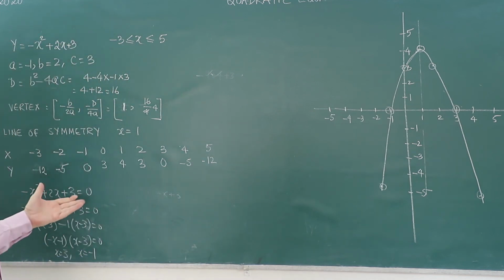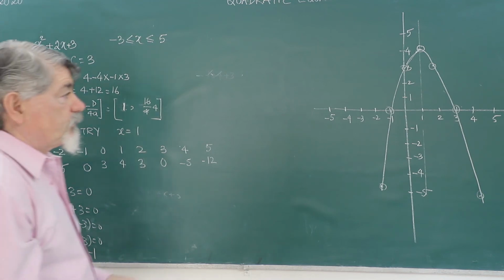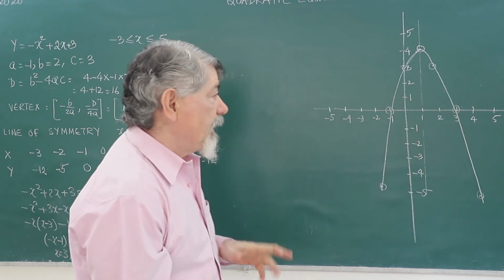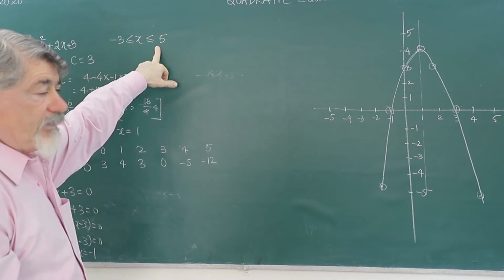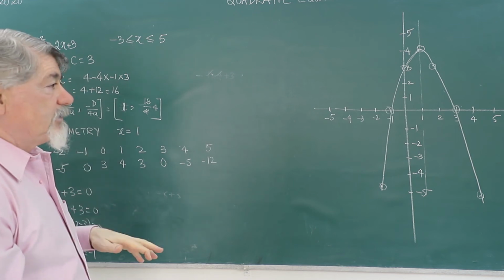And when I factorized this, I got 2 values of x. One was x is equal to 3 and one was x is equal to minus 1. So my roots are 3, 0 and minus 1, 0. And I have to plot the graph for x greater than or equal to minus 3 and less than or equal to 5.